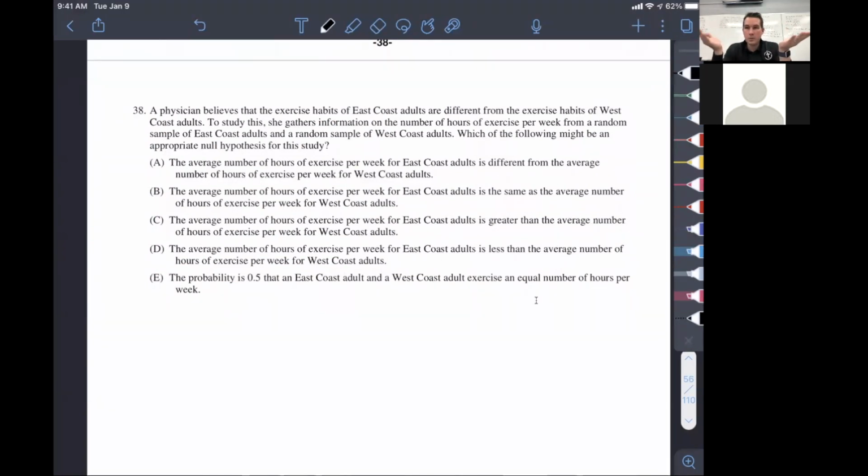If I'm comparing the two, the null hypothesis would be there is no difference in the hours exercised. So I want to read each one of these looking for there is no difference, which is the null hypothesis. The average number of hours exercised per week for East Coast adults is different. No. The average number of hours of exercise per week for East Coast adults is the same as the average for West Coast adults, meaning the mean of the East Coast would be equal to the mean of the West Coast, which would also be the same thing as the difference is 0. So I'm just going to go right to it. The answer is B. I don't need to read the rest. Don't confuse yourself once you find the right answer.